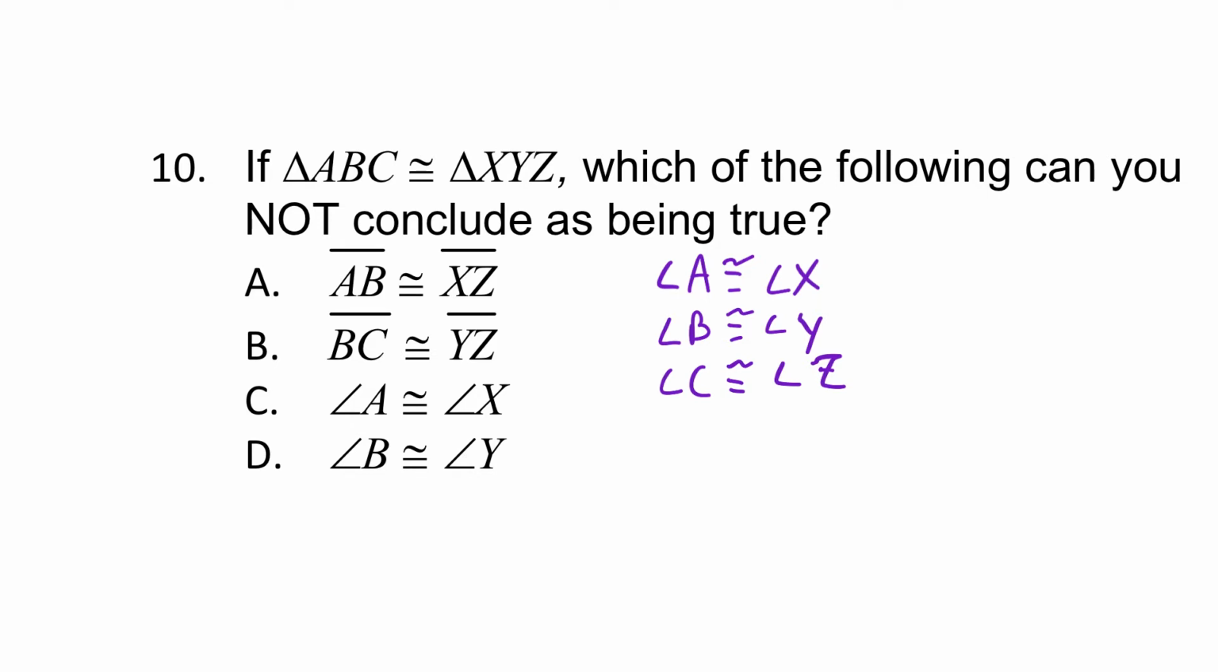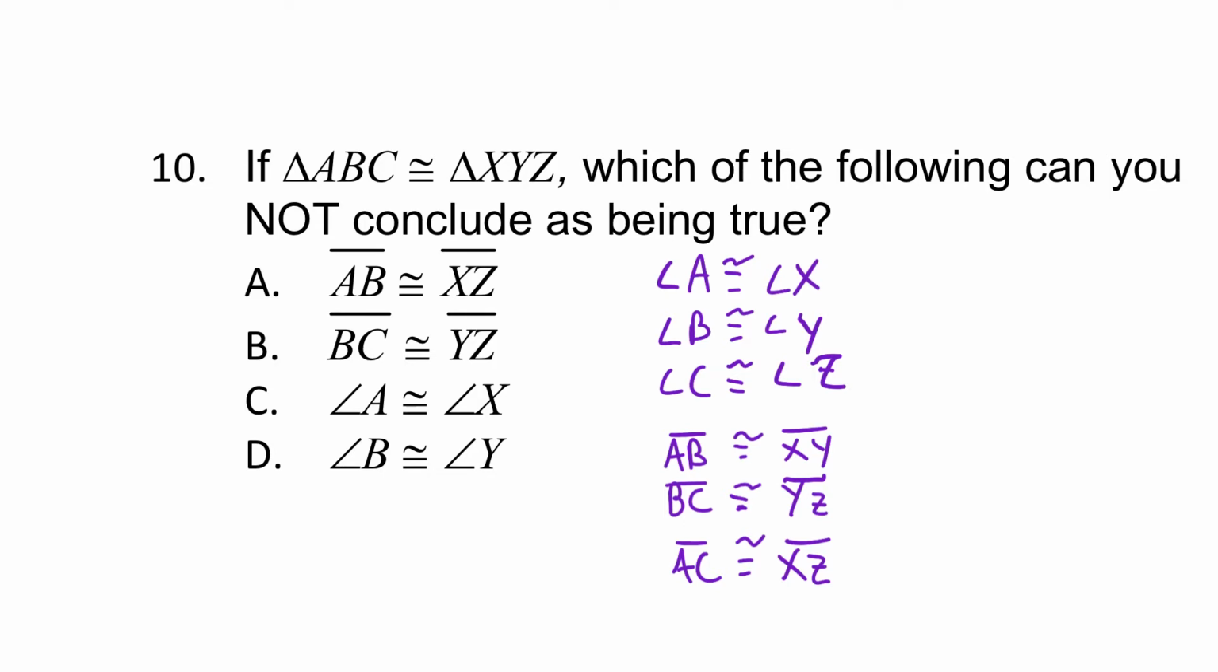But also I can say that side AB is congruent to XY because they occupy the same relative position in each part of the congruence statement. AB are the first two letters, XY are the first two. That means that segment AB has to be congruent to segment XY. Likewise, BC would be congruent to YZ. And AC, the first and third, is congruent to XZ. Oh, I forgot a segment marking on top of the YZ.